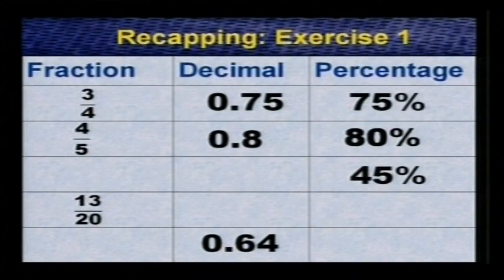Okay, the second column set of numbers are already in place. Let's move on to the third one. It is given in percentage. I am looking for the fraction and also the decimal. 45% to a fraction.